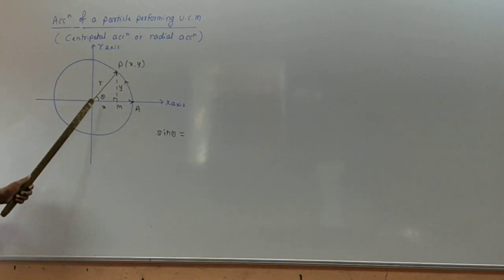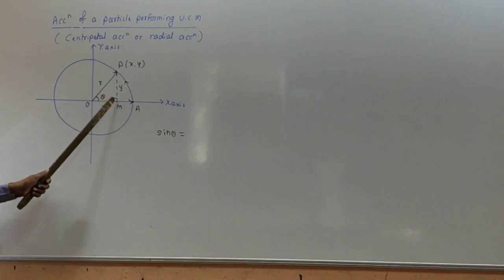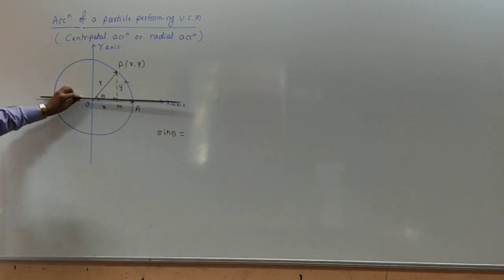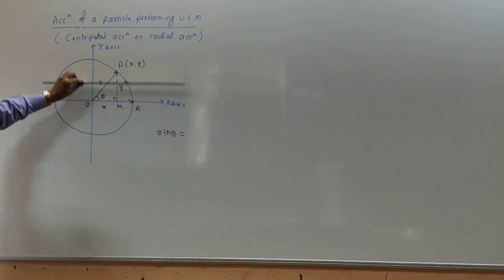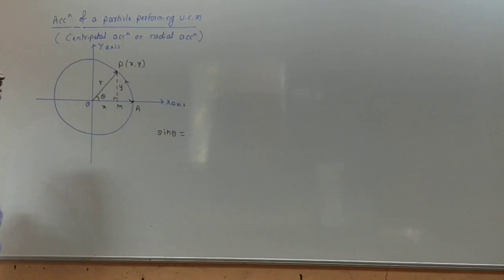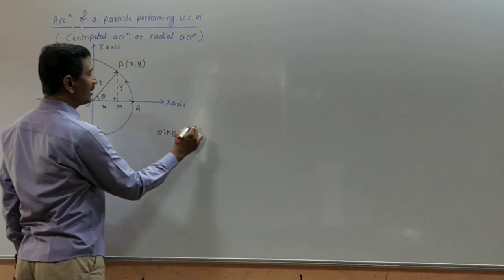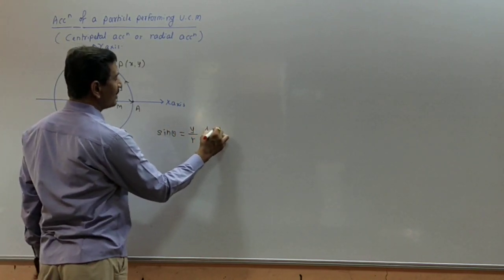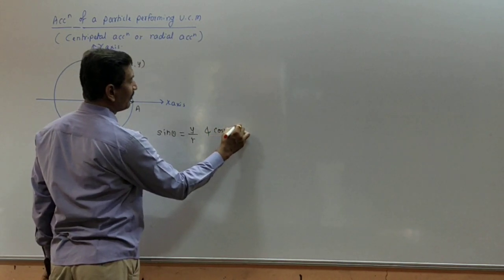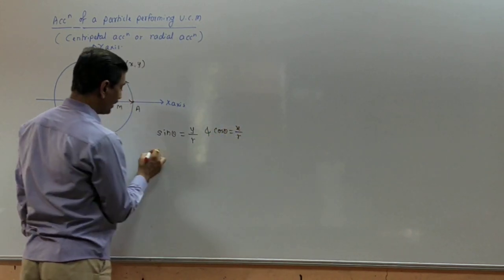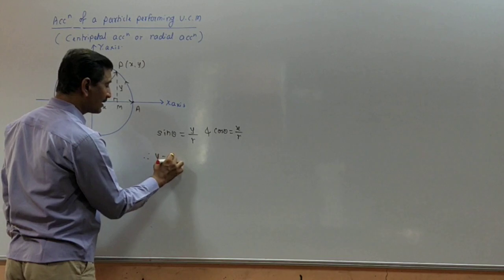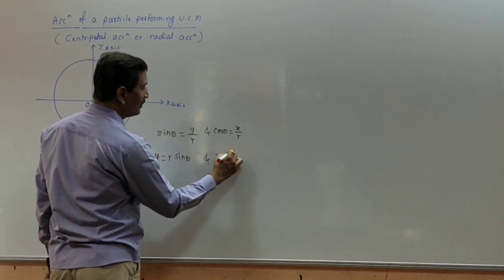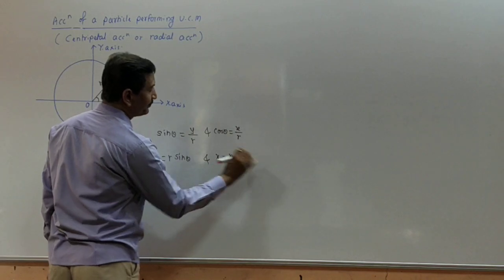The distance of a particle or a point from the y-axis is called its x coordinate, while the distance of the particle or a point from the x-axis is called its y coordinate. So here we get sin theta is equal to y upon r and cos theta is equal to x upon r. Therefore we get here y is r sin theta and x is equal to r cos theta.